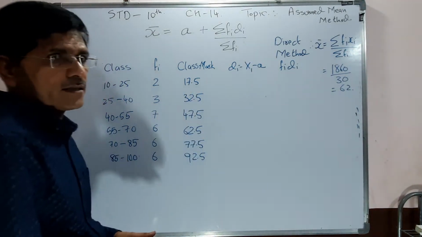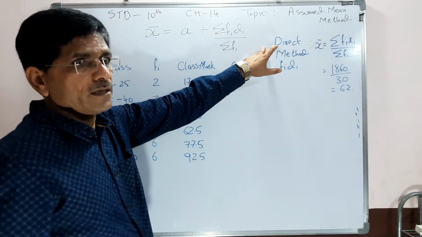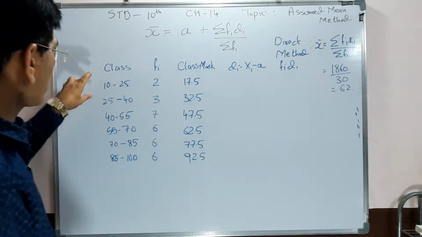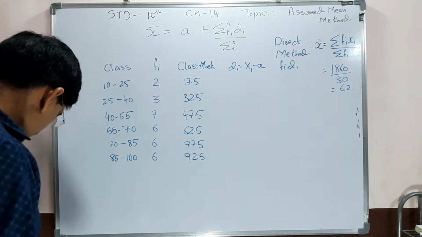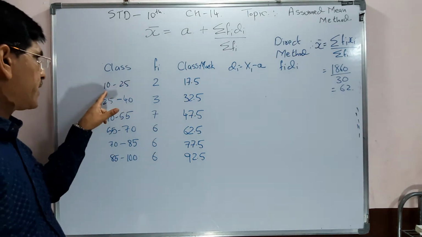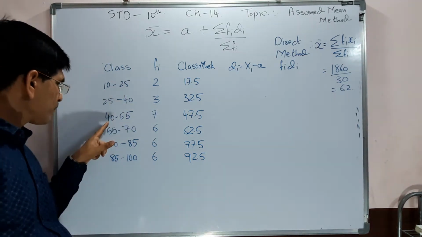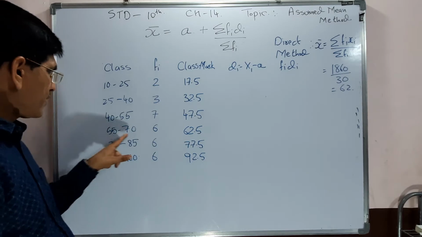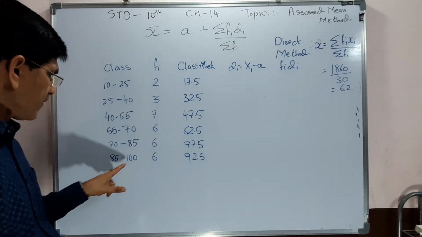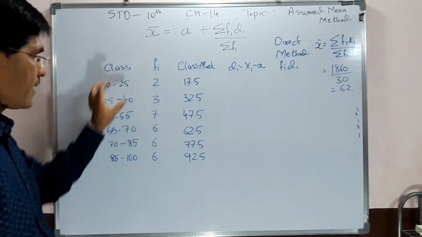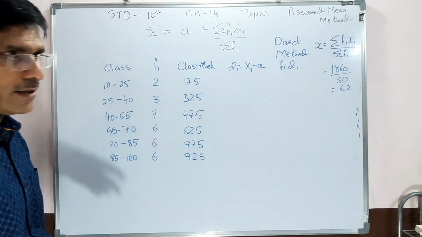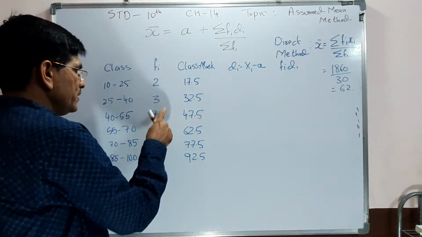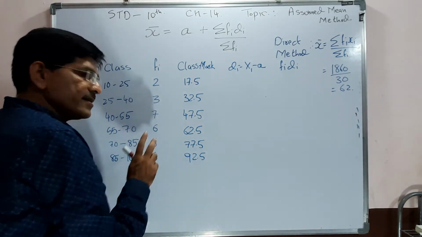So already one question related with the direct method. We have the value of class. In the class, the difference is 15: 10 to 25, 25 to 40, 40 to 55, 55 to 70, 70 to 85, 85 to 100. Classes are given up to this. Now the number of students, frequency fi, is given: 2, 3, 7, 6, 6 and 6.